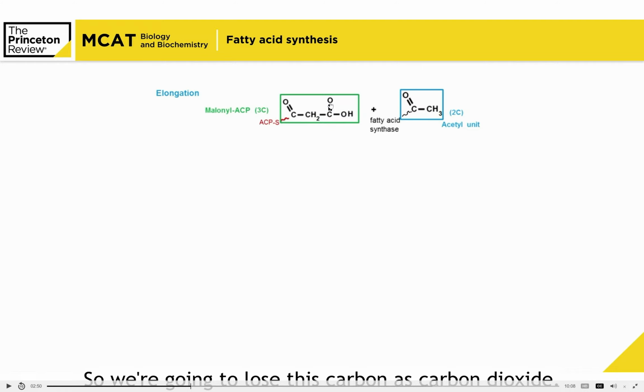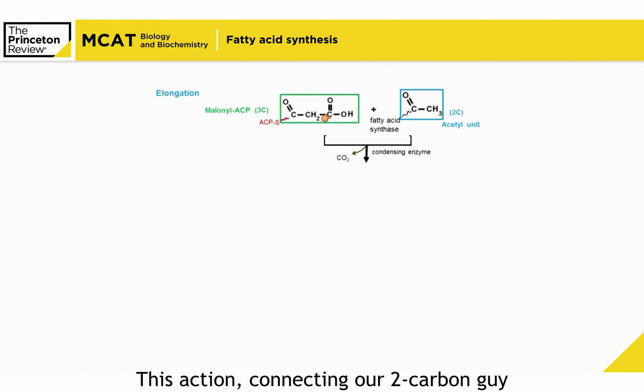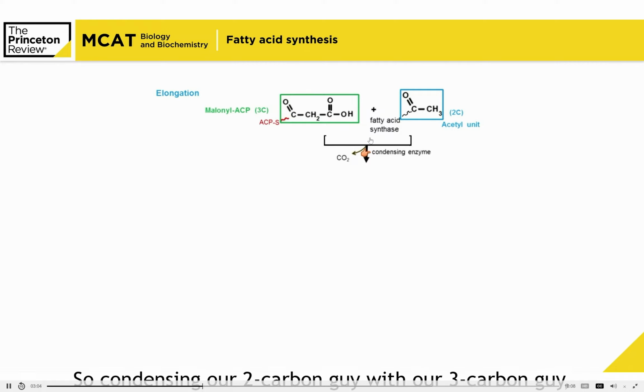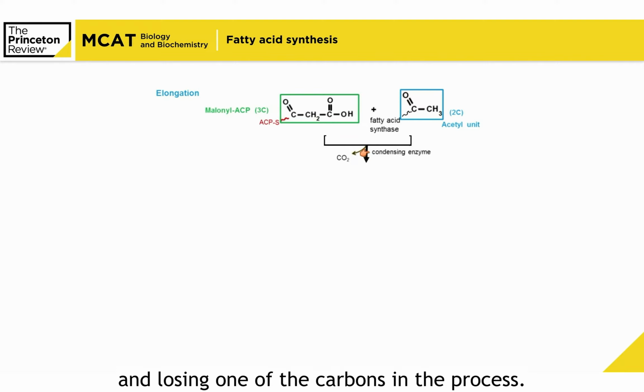Malonyl is this structure here with the two carboxylic acid groups. And then the acetyl unit has elongation. We're making it longer. The carbon leaves as carbon dioxide. This action, connecting our 2-carbon guy to what used to be a 3-carbon guy, is going to be performed by yet a third part of the fatty acid synthase enzyme, referred to as the condensing enzyme. So, condensing our 2-carbon guy with our 3-carbon guy and losing one of the carbons in the process.